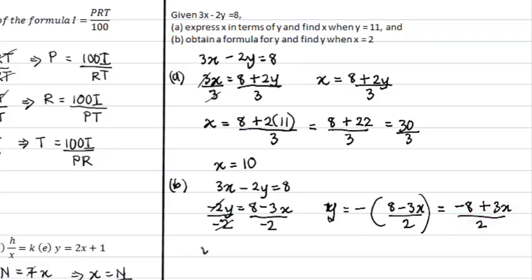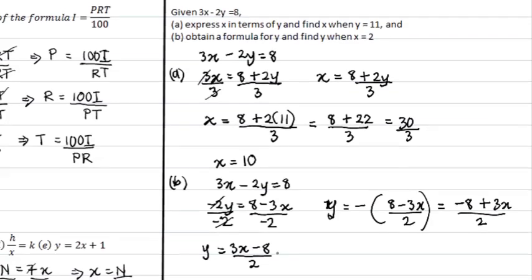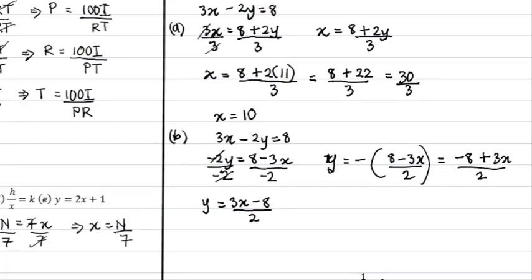So that is y finally. You can rearrange it as 3x minus 8 over 2. So we've made y the subject of the formula. What we just did here, we just rearranged this. We just chose to write this one first and this one at the back. But both of them are still saying the same thing. So we've made y the subject of the formula here.